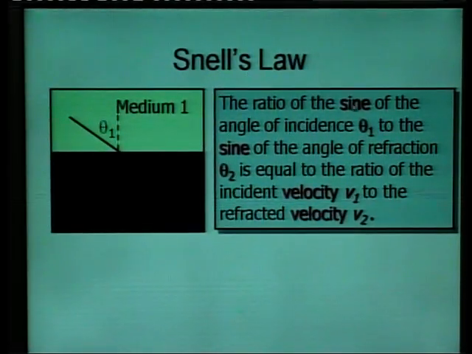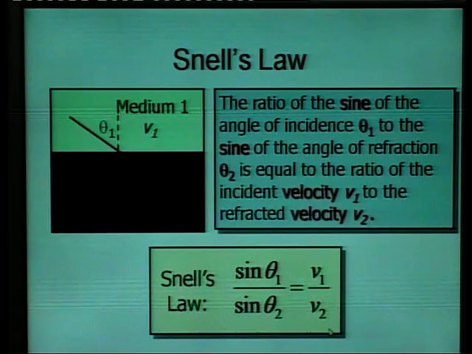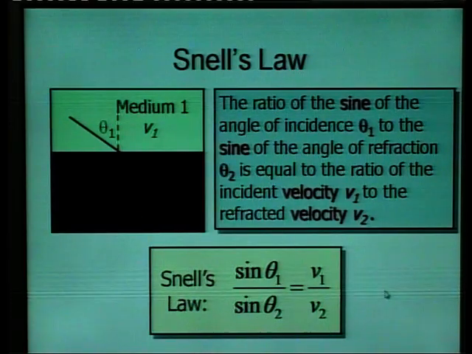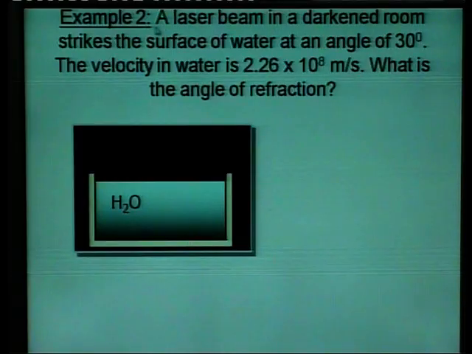So now this is the second form of Snell's law. Here the ratio of the sines of angles theta 1 and theta 2 can be represented as a ratio of velocities. So velocity in the first medium, velocity in the second medium. So sin theta 1 upon sin theta 2 is equal to V1 upon V2. This is the second form of Snell's law. This can be written as ratios of velocities. So let's solve a problem based on this formula.